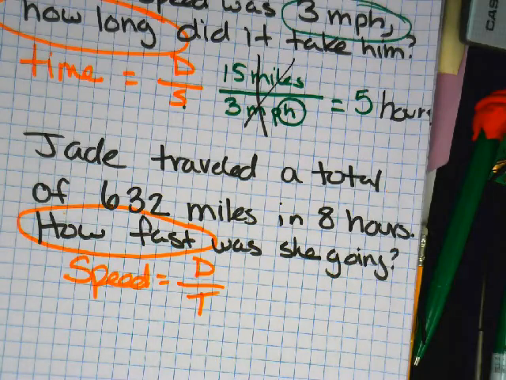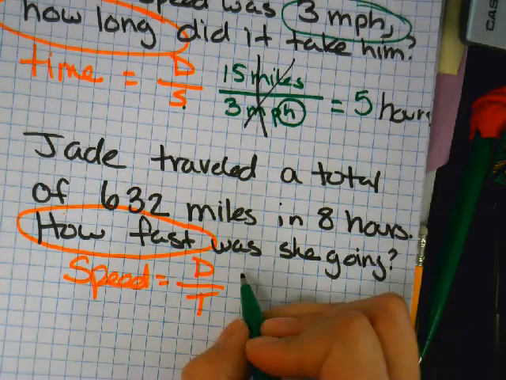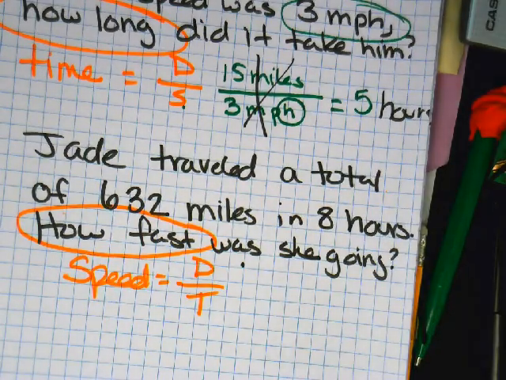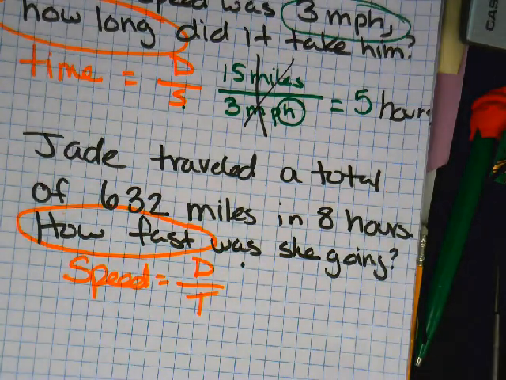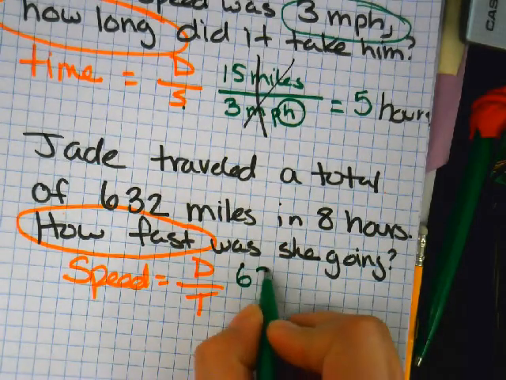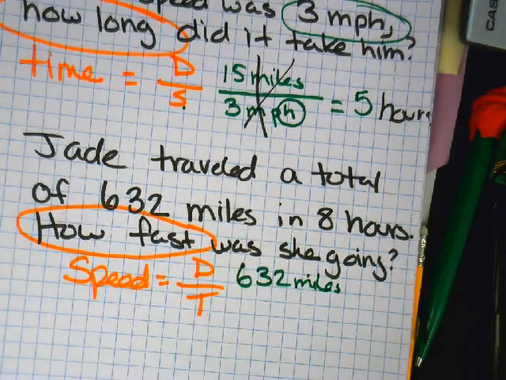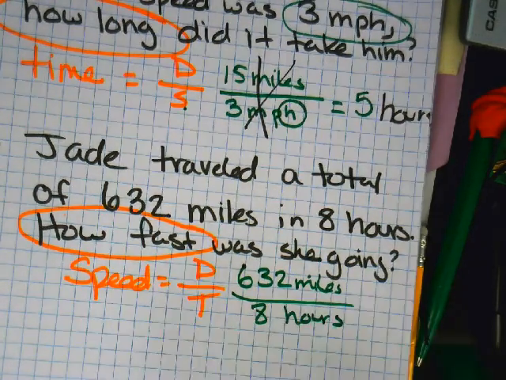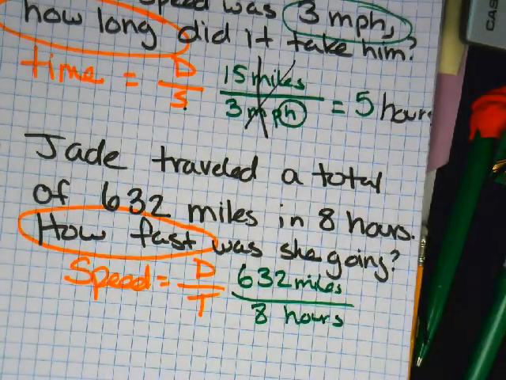What's the distance? How far did she go? She went 2 miles? Oh, I just heard the 32 and I was like, what? 632 miles. What's the time? 8 hours. Notice how I'm writing down the units. The more you write down the units, the easier it's going to be for you to plug in your units for your answer. Because if you get the right number, like, oh, it's 100, but you don't tell me the right units, everything's wrong. You have to tell me the right units.